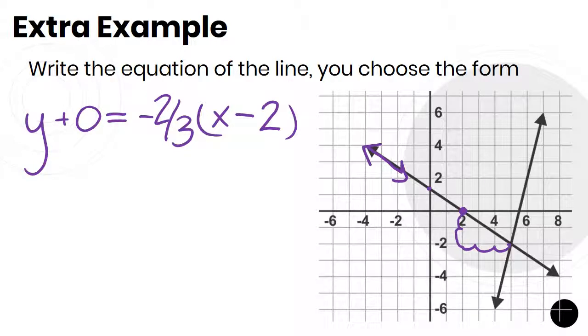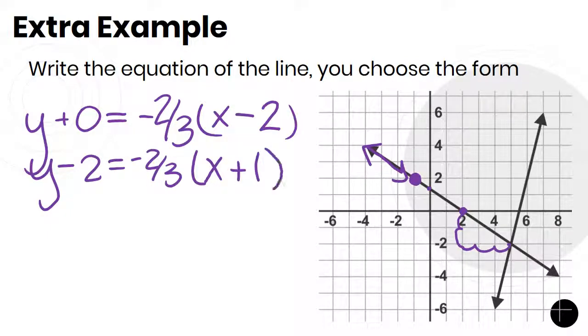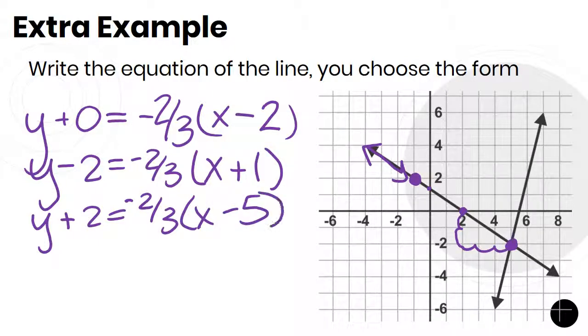You could use a different point though. Here's the thing. Let's say you use the point (-1, 2). Then maybe your equation reads y minus 2 equals -2/3 times (x plus 1). We're both right, okay? So you could use this point here. You could use (5, -2). So maybe you have y plus 2 equals -2/3 times (x minus 5). We're all right.